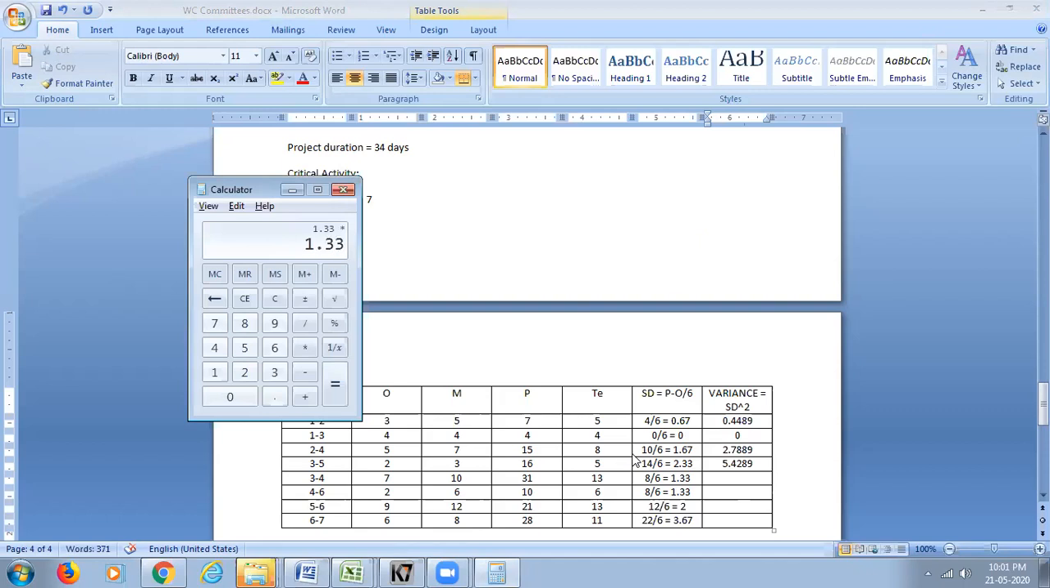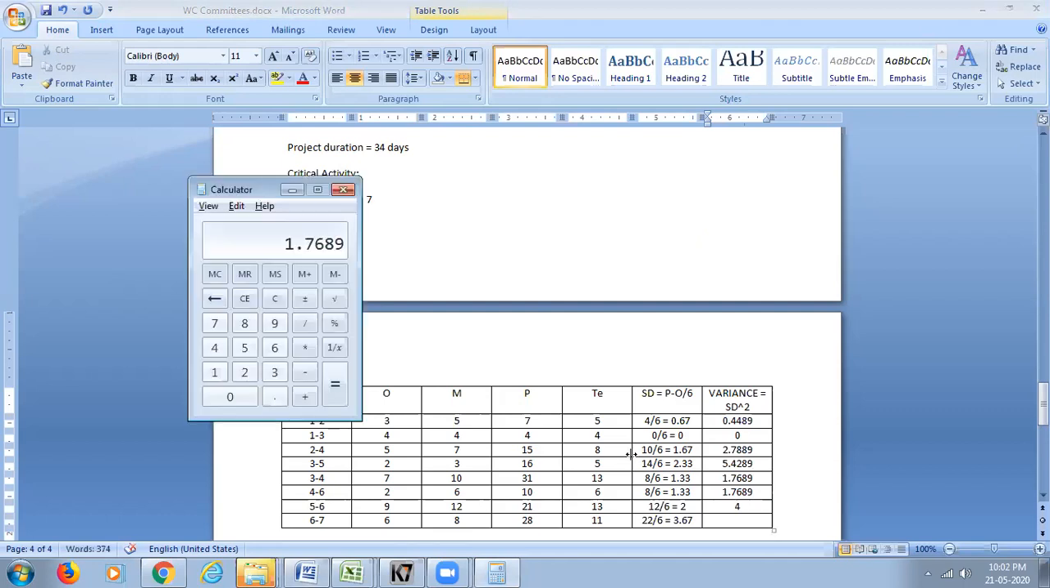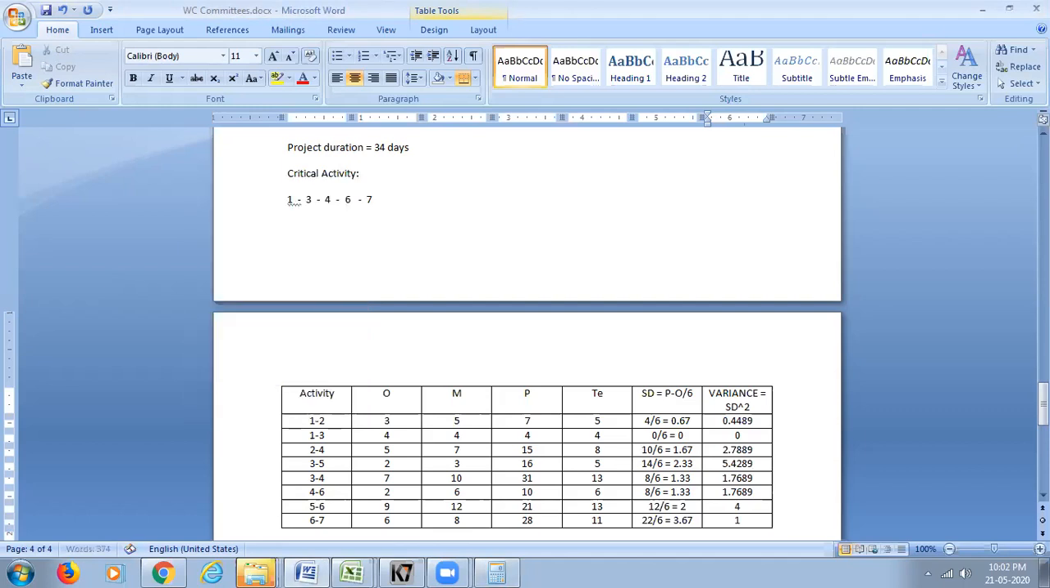to 1.7689, 0.7689, 2 square is 4, then 0.67 into 3.67, 13.4689.